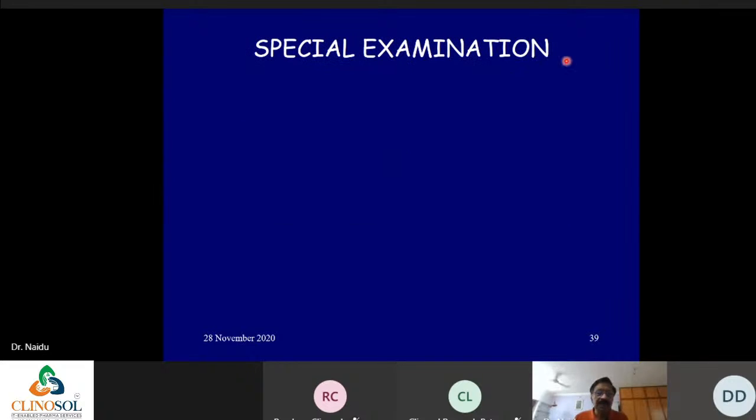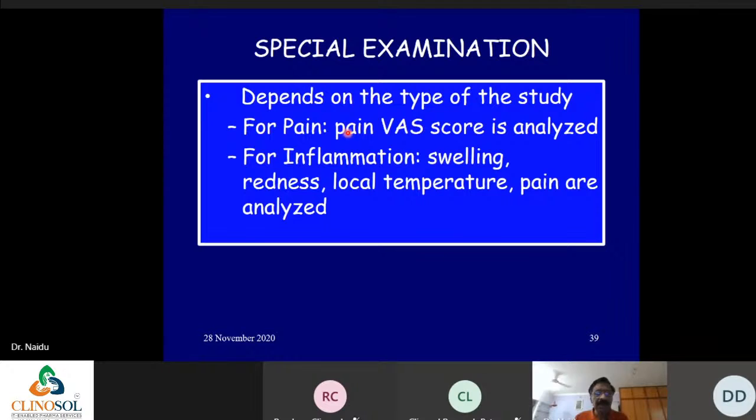Special examination, if it is there, then depending on the type, you have to do either a pain scale. Suppose you are evaluating a drug for pain, a very good analgesic. We use the pain visual analog scale to analyze, or there may be inflammation like swelling, redness, local temperature. So for pain evaluation, we use a visual analog scale. So this is a special examination. When there is a special examination, then there is a special card.